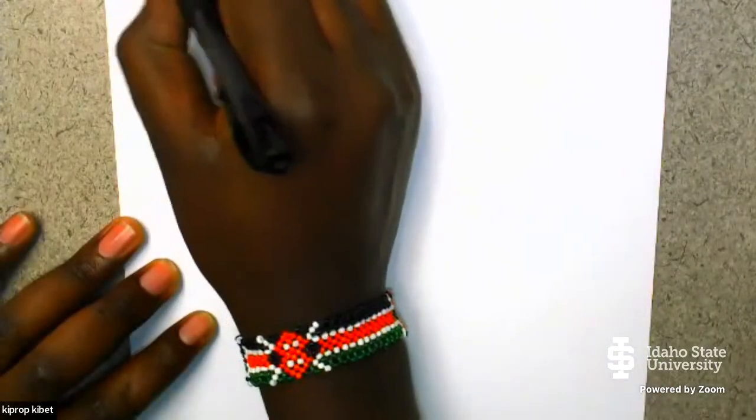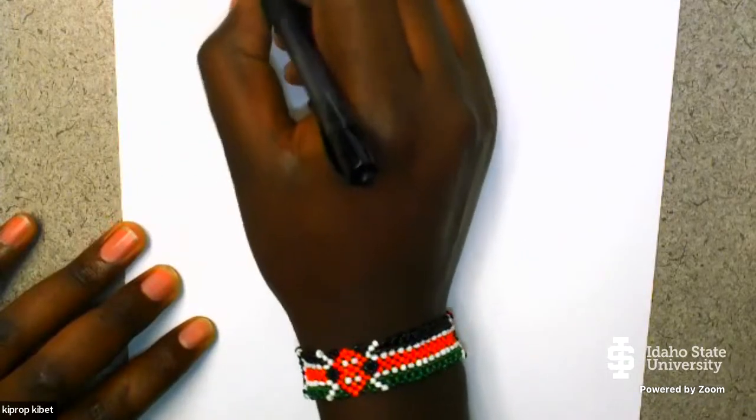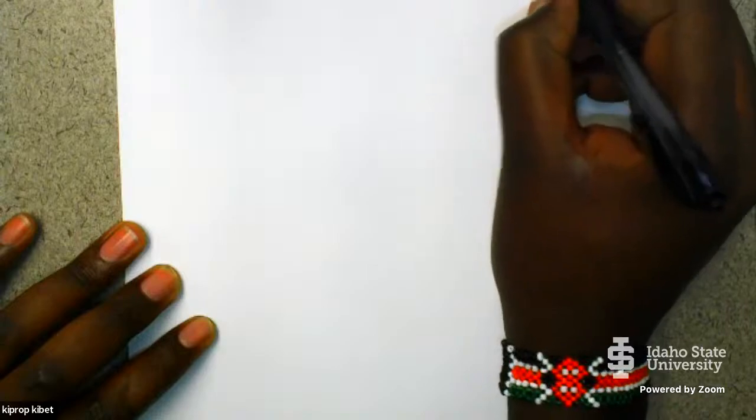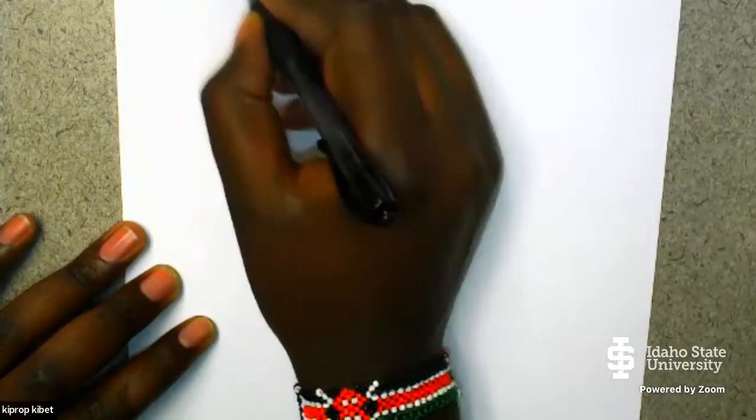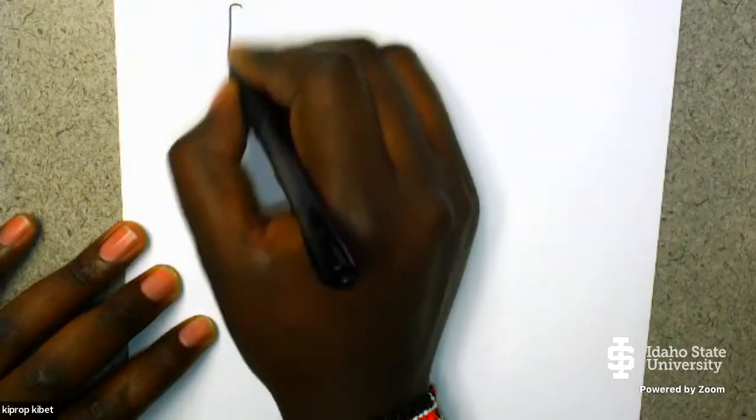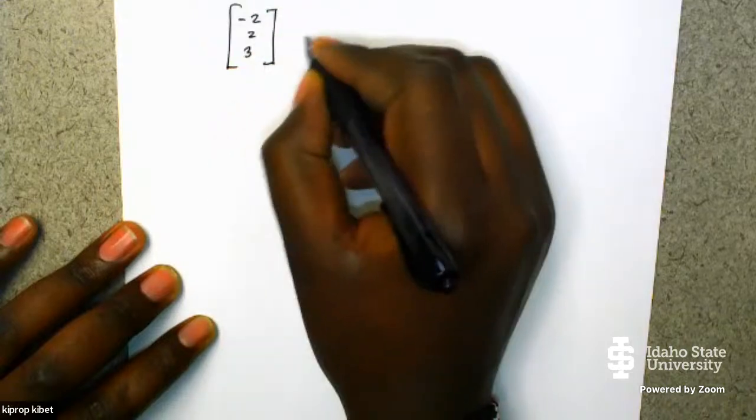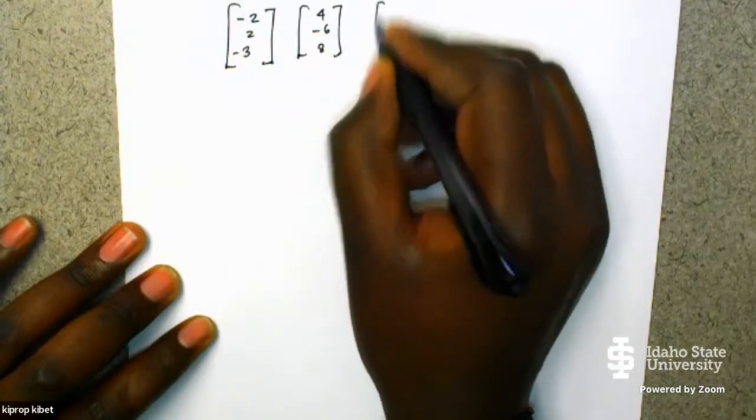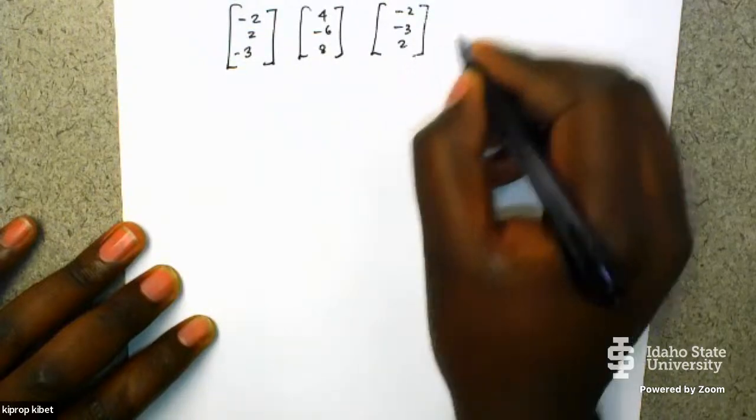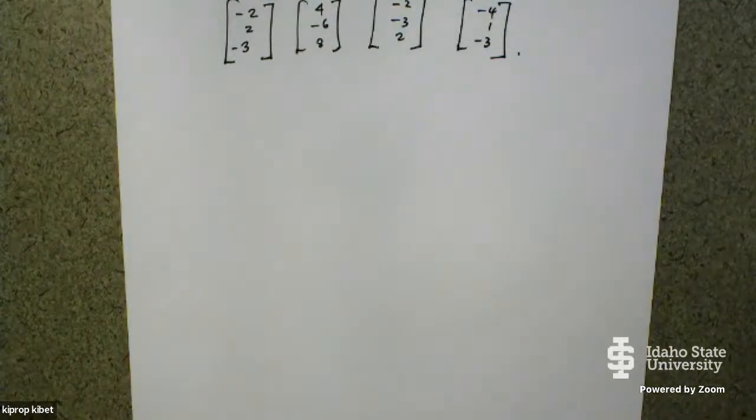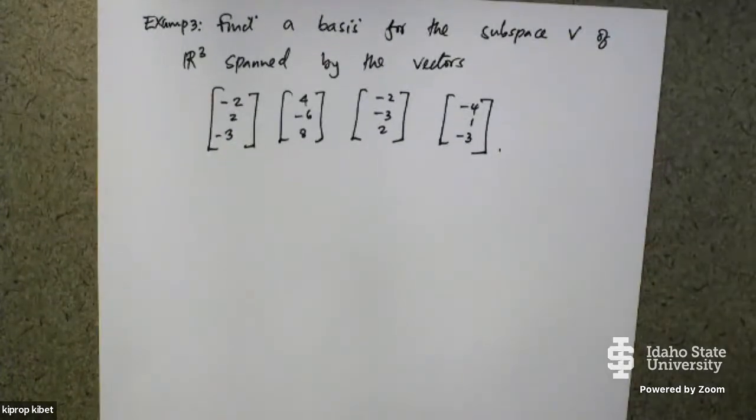Okay, let's look at example number 3. Find a basis for the subspace V of R3 spanned by the vectors (-2, 2, 3), (-3, 4, -6), (8, -2, -3), (2, -4, 1), (-3). Find the basis for the subspace V.